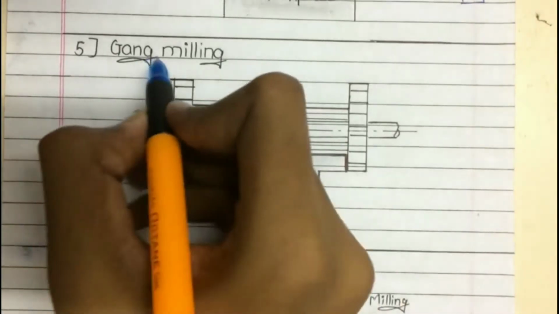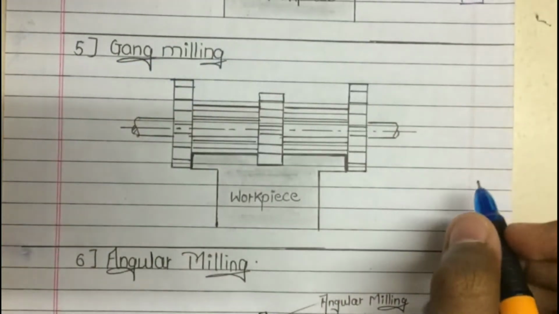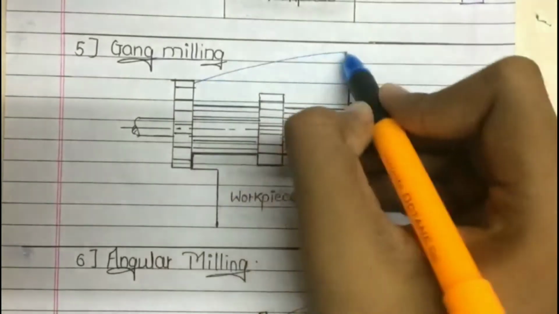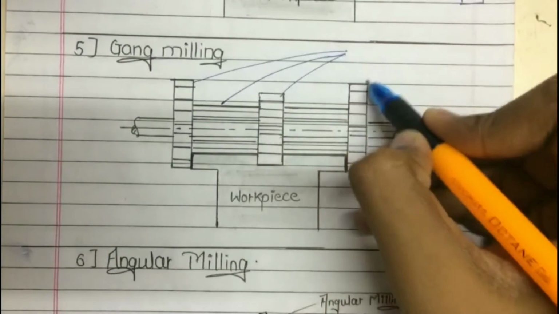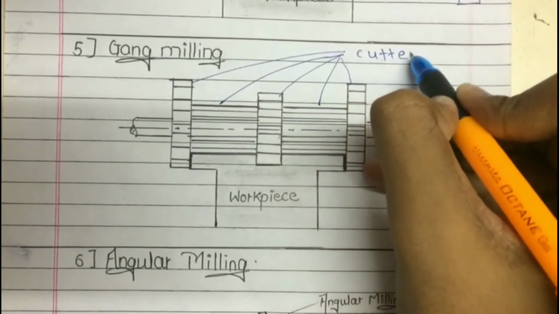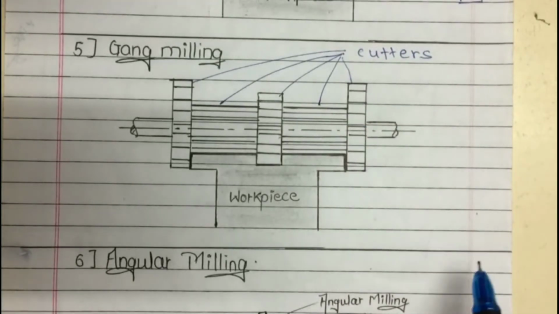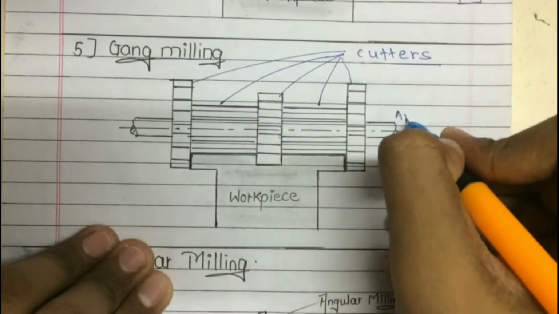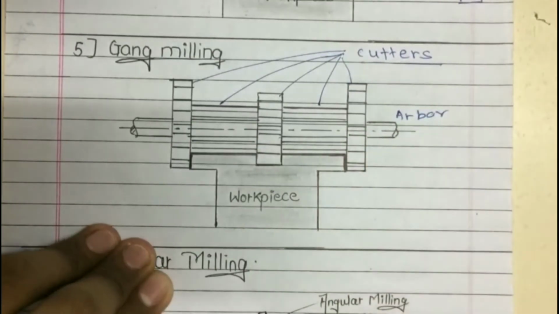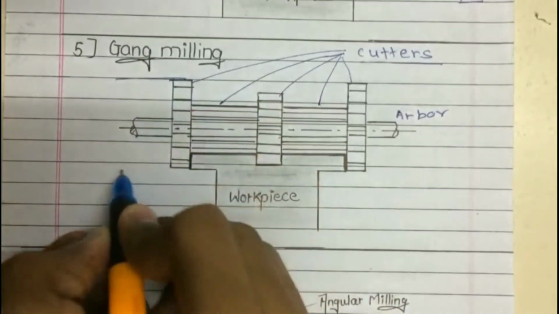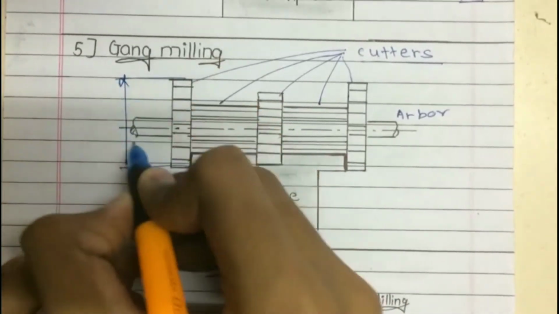Now we will see the fifth operation, which is gang milling. It is the updated version of straddle milling. In this, more cutters can be used for machining the surfaces. In this operation, a number of cutters are mounted on an arbor to conduct the machining operation in the least possible time. All these cutters can have different diameters as per requirement.